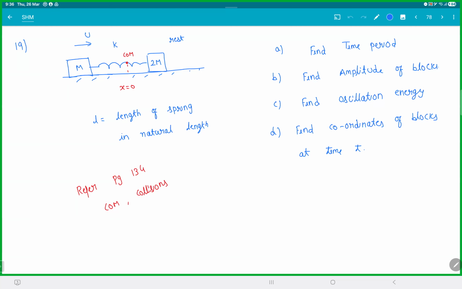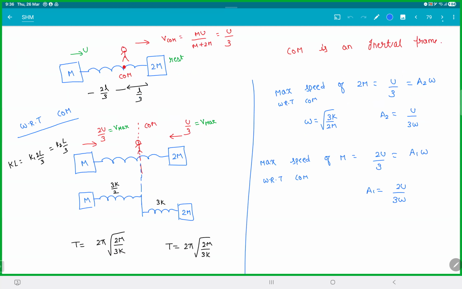How do you find the coordinates? Again, think about it. It's very difficult to see the blocks because they're going randomly. But you have your center of mass, isn't it? What is the speed of the center of mass? Constant. So can you find the coordinates of center of mass? You can find. So go and stand on the center of mass, and can you look at the motion of both the blocks? They're going in SHM.